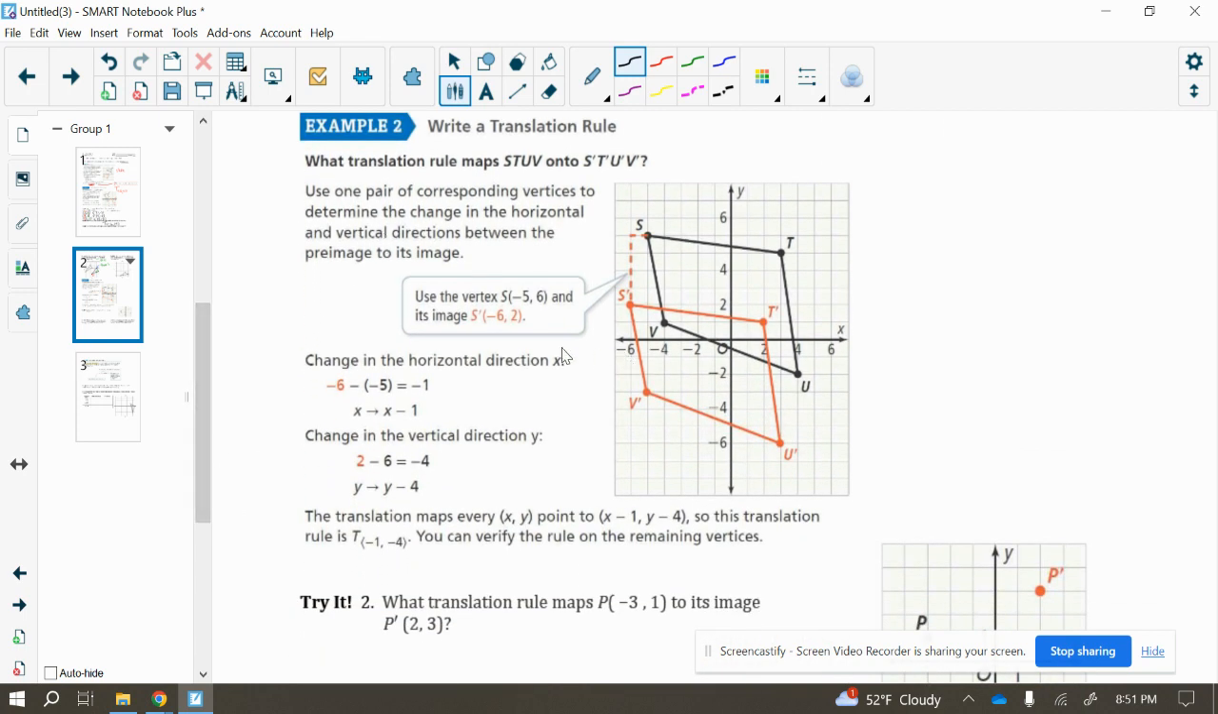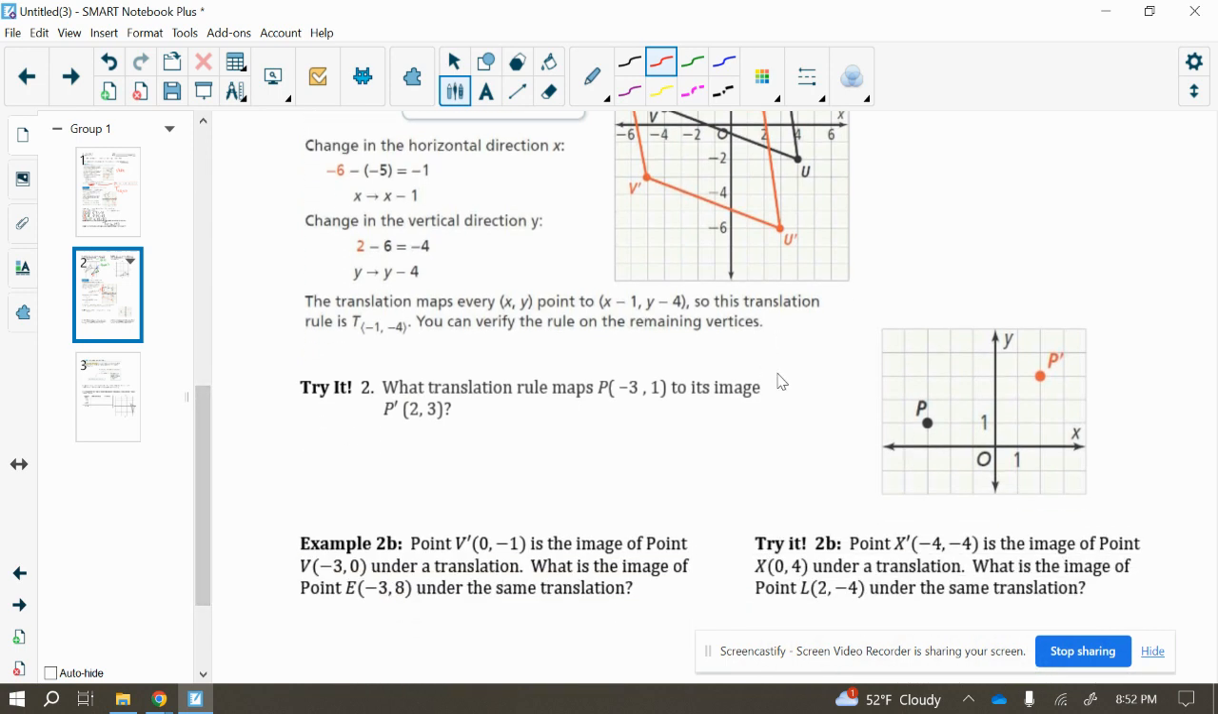Now, part 2 here, example 2, is asking us to look at the picture and write our new rule for our image. A reminder, your pre-image is always, like in this case, STUV, without the apostrophe. So the black represents the pre-image, and the red represents our image. Notice if we count, we went to the left 1 and then down 1, 2, 3, 4 units to show our rule, left 1, down 1. So that is the translation rule representing that.